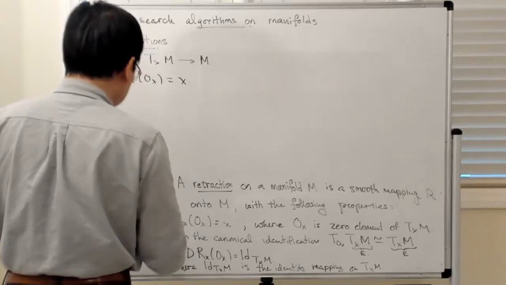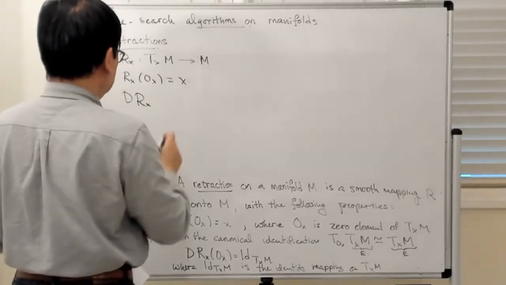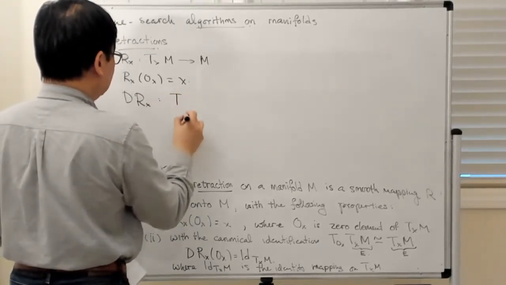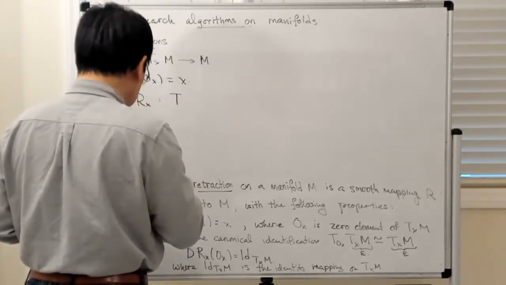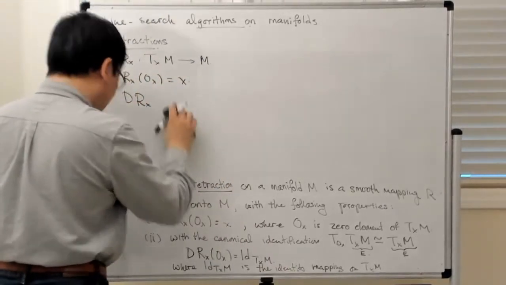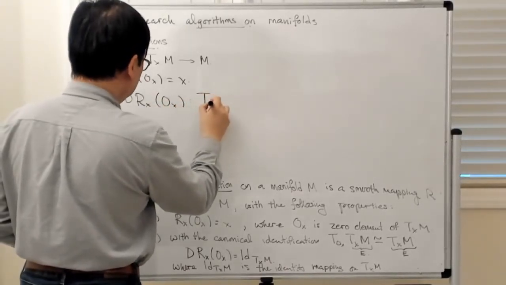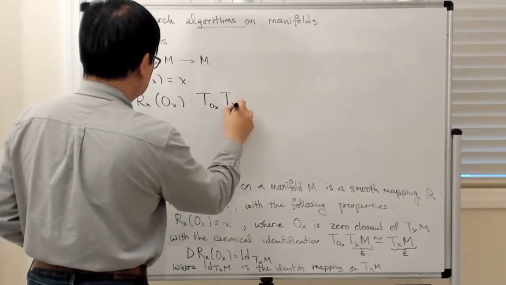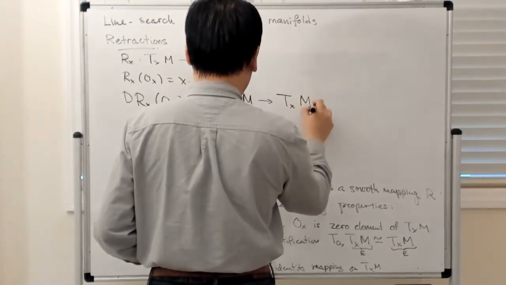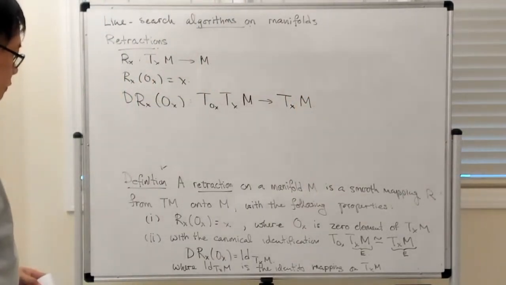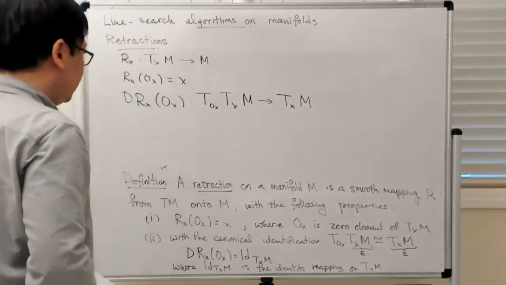So you can look at what d of that is. So d of Rx, actually I should say d of Rx at 0x, is a map from the tangent space at 0x, Txm, to Txm. Okay, and that's what you would need if you had this kind of condition here.